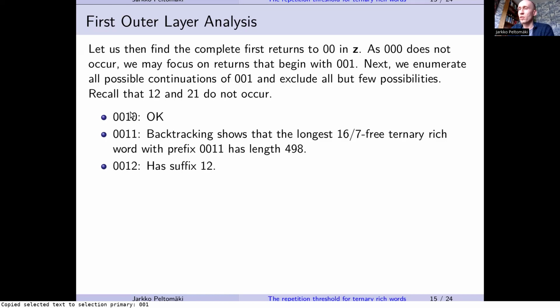If I continue with 0, that's fine. If I continue with 1, then there is a backtracking search that shows that any word that has the properties that we're looking at with this prefix has only length 498. So eventually we will run into a problem. If we did continue with the 2, then we would have this factor 1, 2 that we just proved not to be there. So there is only one way to continue 0, 0, 1.